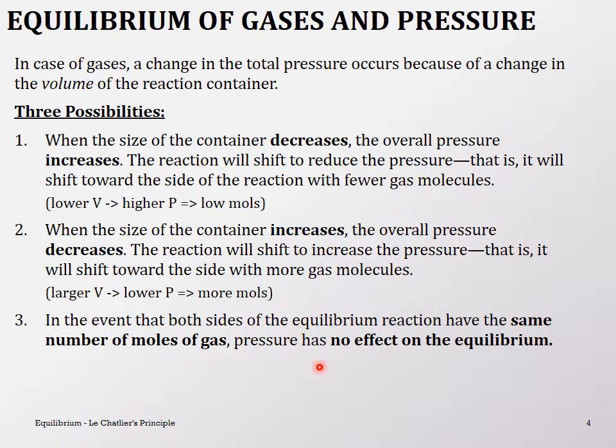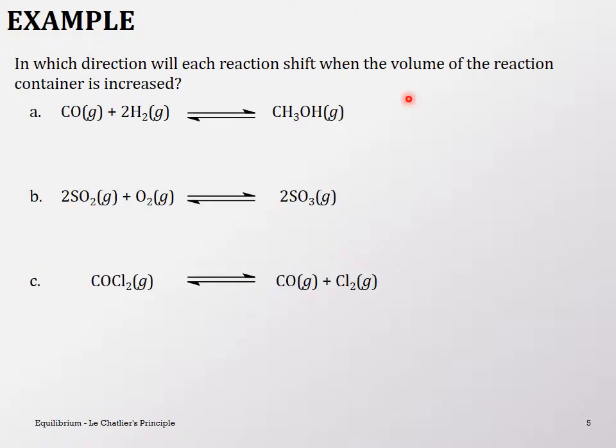And so it doesn't have any effect because the number of moles are equal on both sides. So it's only when the moles are not equal on either side that you have the forward and the backward reaction. So let's look at this. Okay, we have 3 examples here. Which direction will each of the reactions shift if the volume of the reaction is increased?